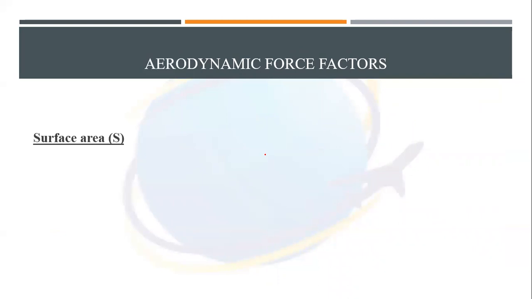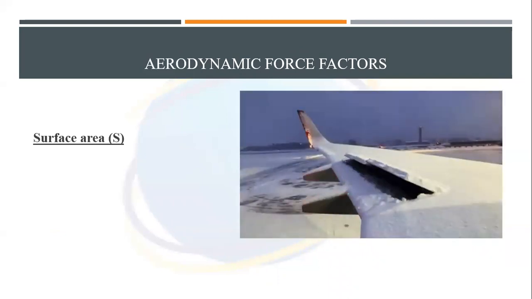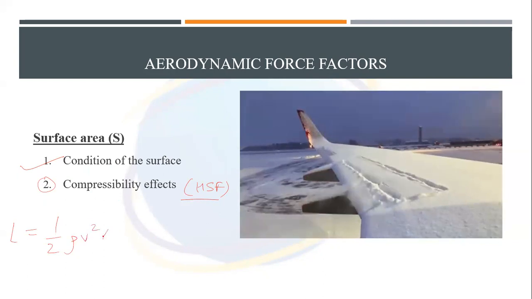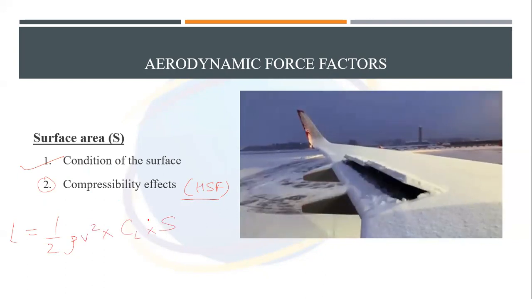Then we have surface area. Surface area is simple. What is the part of the aircraft which is producing lift? It is the wings. All right. So if something is present on the wing, suppose snow or dirt, that will affect the lift qualities. So it is the condition of the surface, and also the compressibility effect, which we'll study in the chapter on high speed flight. Okay, so all in all, we have a formula: lift is equal to half rho v square CL into S.